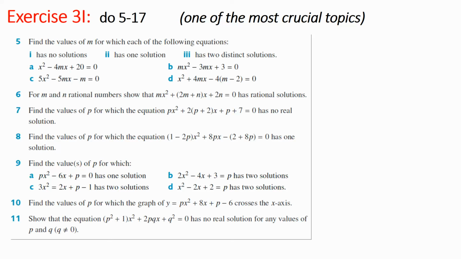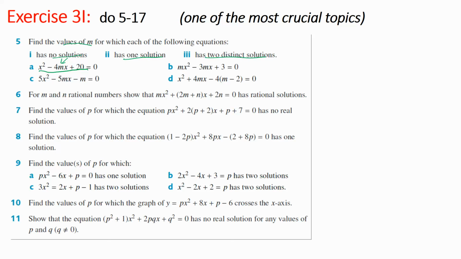So for example, question 5, they're also getting you to do the same thing again. Find values of m for which you have no solution, one solution, or two distinct solutions. You just need to answer when will it have one, when will it have two, when will it have none. And you answer exactly the same way as we did for 3G, inequalities. Read the intervals, the domain. The same deal with this one: x squared minus 4mx plus 20 equals zero. You want to know what values of m will ensure you have one, none, or two solutions. That's your goal.